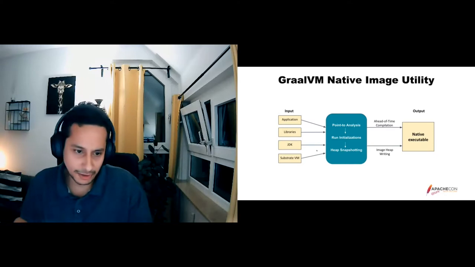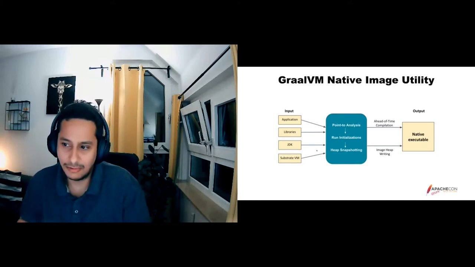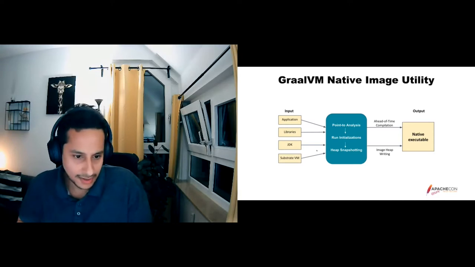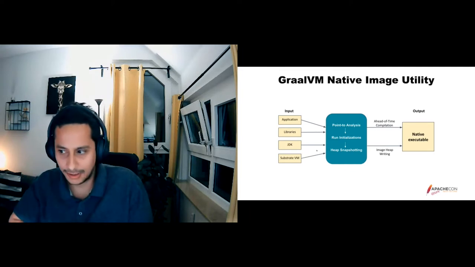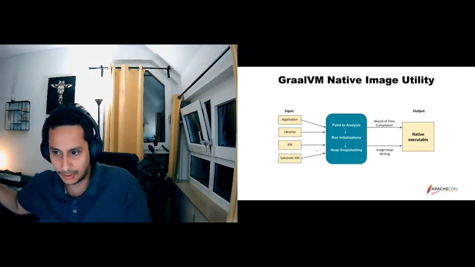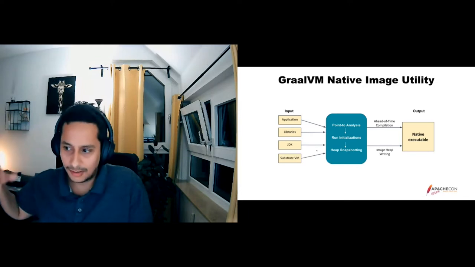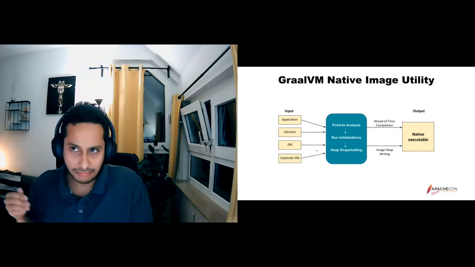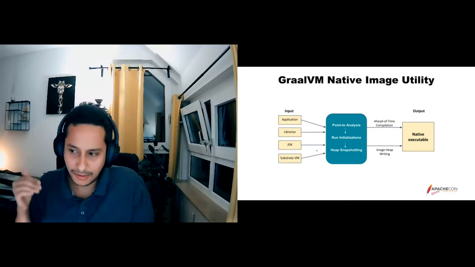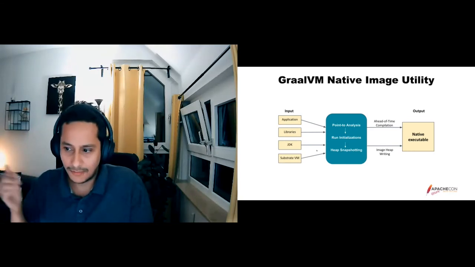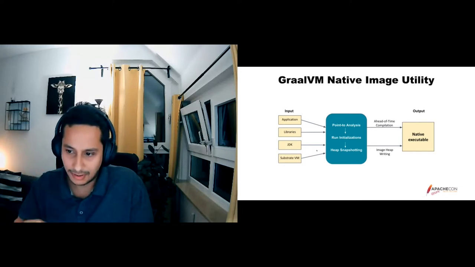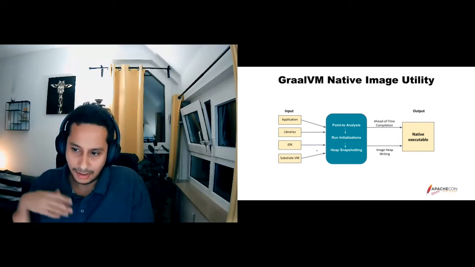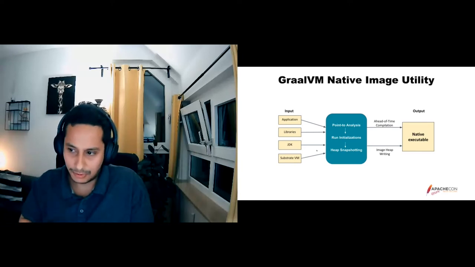There might be functions or classes that are not even called, so why even bother to put them in? Then it initializes all those classes, takes a snapshot of the heap, and writes it out to a native executable. At the end of the day, we have a very light VM called Substrate VM in the native executable, which gives us the ability to run those binaries that are already initialized from the snapshot.